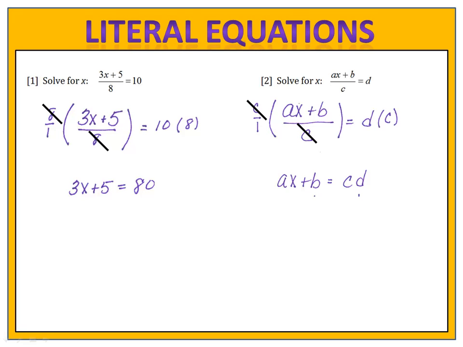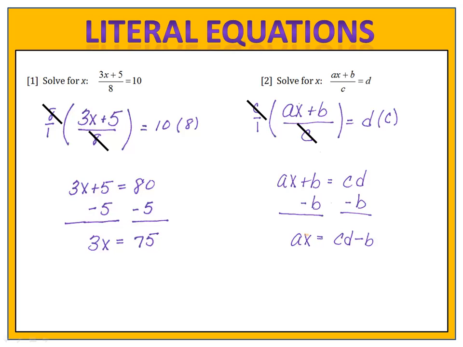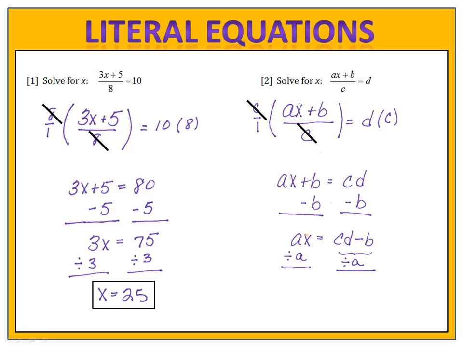Now, I'll just follow the normal process for solving an equation. I subtract 5 from both sides from the regular equation, and on the literal equation, I'll subtract b from both sides. I can now do the subtraction, and I have 3x equals 75, and I have ax equals cd minus b. Finally, we'll divide by the coefficient of x in order to get x alone. And now we have x equals 25 and x equals cd minus b over a. While they certainly look different, it turns out literal equations are very similar to the things we've done in the past.